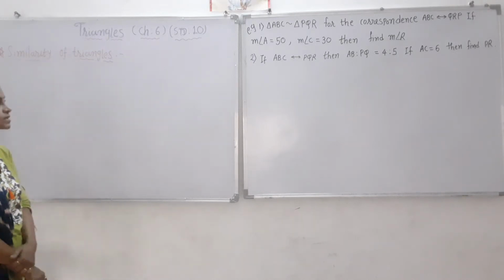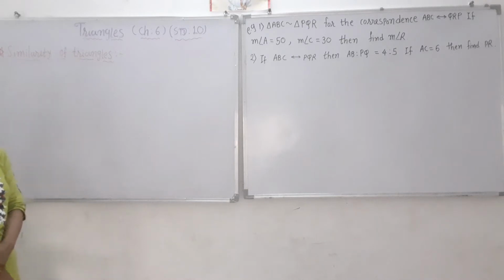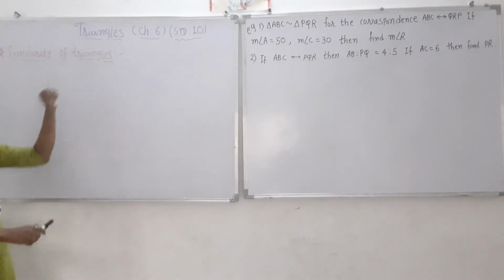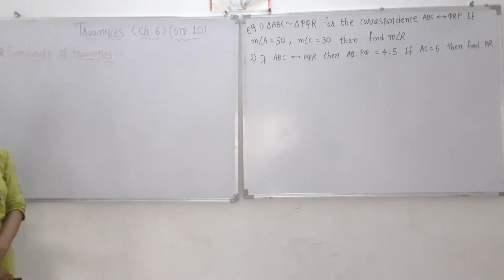Today we discuss triangles, chapter 6 in standard 10. First topic is similarity of triangles. We all know a triangle is a plane figure made by three line segments, and it has three angles and it is a closed figure. Now, similarity of triangles. First we understand the meaning of similarity.